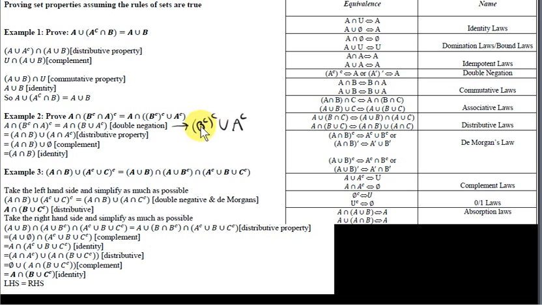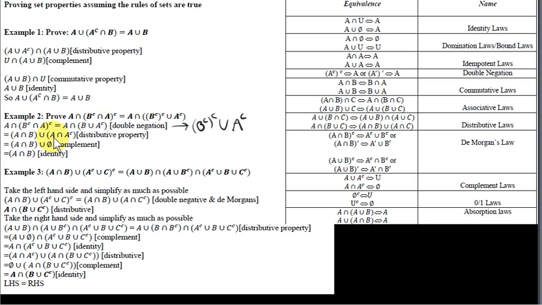But now we then use double negation. B complement complement is just B. And we have to unite that with A complement. Now we can use the distributive property to distribute the intersection in through the brackets here. So we're using the second distributive law here. So this becomes A intersecting B union with A intersecting A complement.